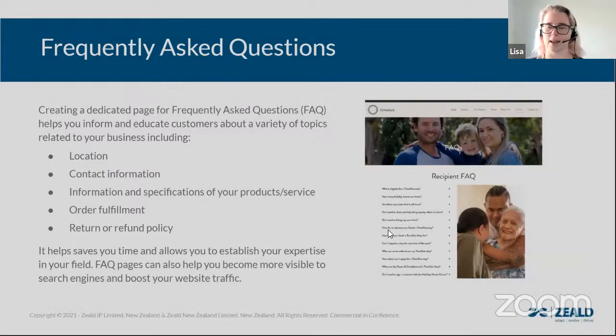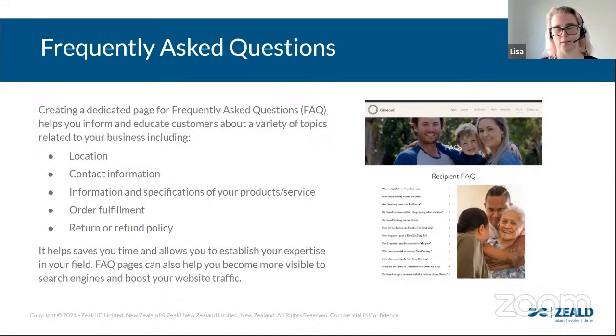And then one last space in the About Us area is the frequently asked questions. This doesn't just have to be in the About Us area, but it is generally connected because it's still to do with the company and some of your values and about your products, etc., or your service. So creating a dedicated page for frequently asked questions really helps you inform and educate your customers around a variety of topics related to your business.